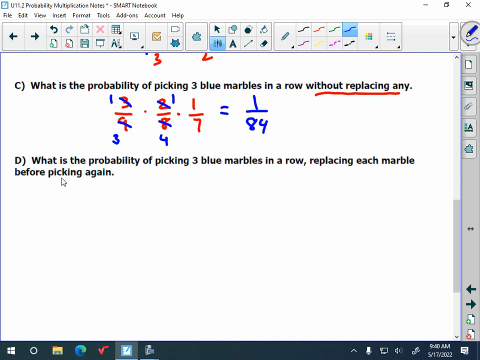All right, and then D, what's the probability of picking 3 blue marbles in a row? You're going to replace each marble that you pick before you pick the next one. So here it's just 3 ninths times 3 ninths times 3 ninths. Each one has the same probability. So 1 over 27.